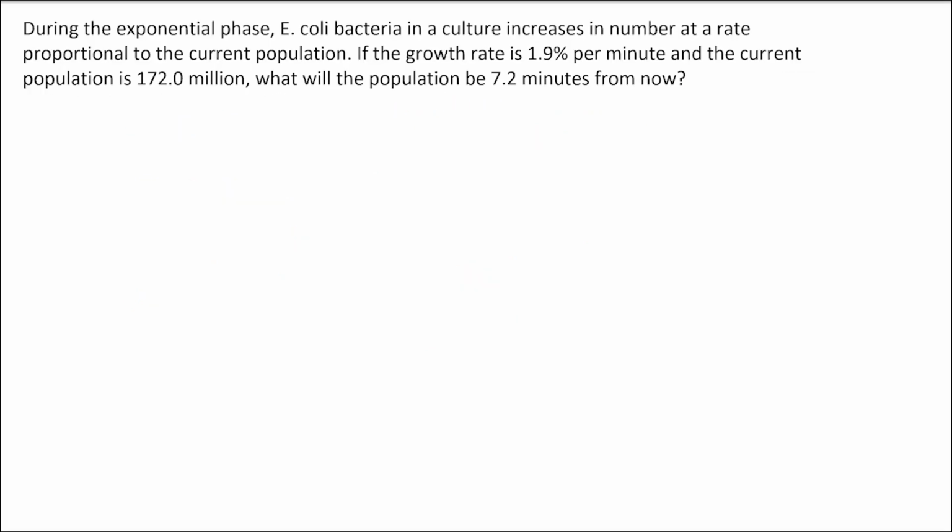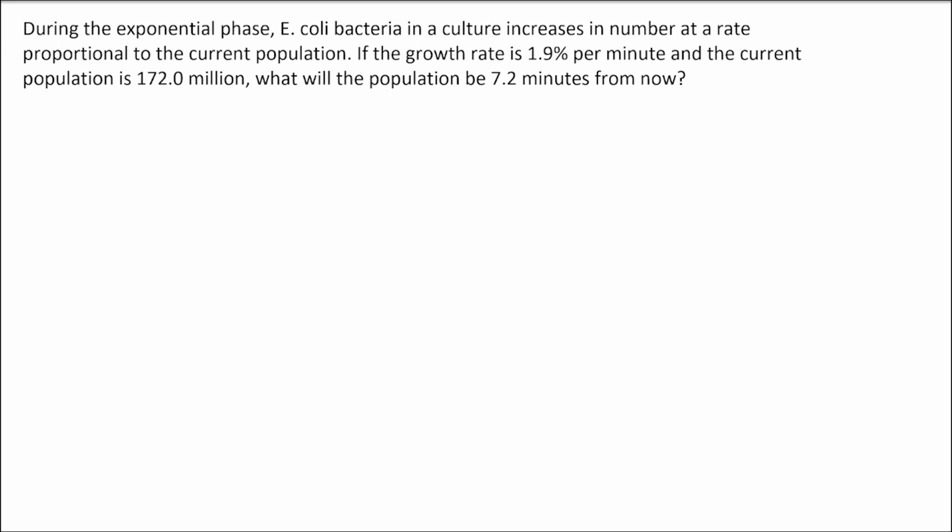During the exponential phase, E. coli bacteria in a culture increases in number at a rate proportional to the current population. If the growth rate is 1.9% per minute and the current population is 172 million, what will be the population 7.2 minutes from now?